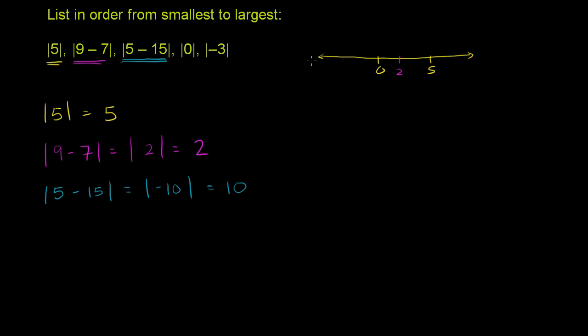Another way to think about it is if you had negative 10, you would plot it. It would be out here someplace. Negative 10. We'd have to extend the number line. It is 10 to the left of 0. That's what the absolute value is telling us.